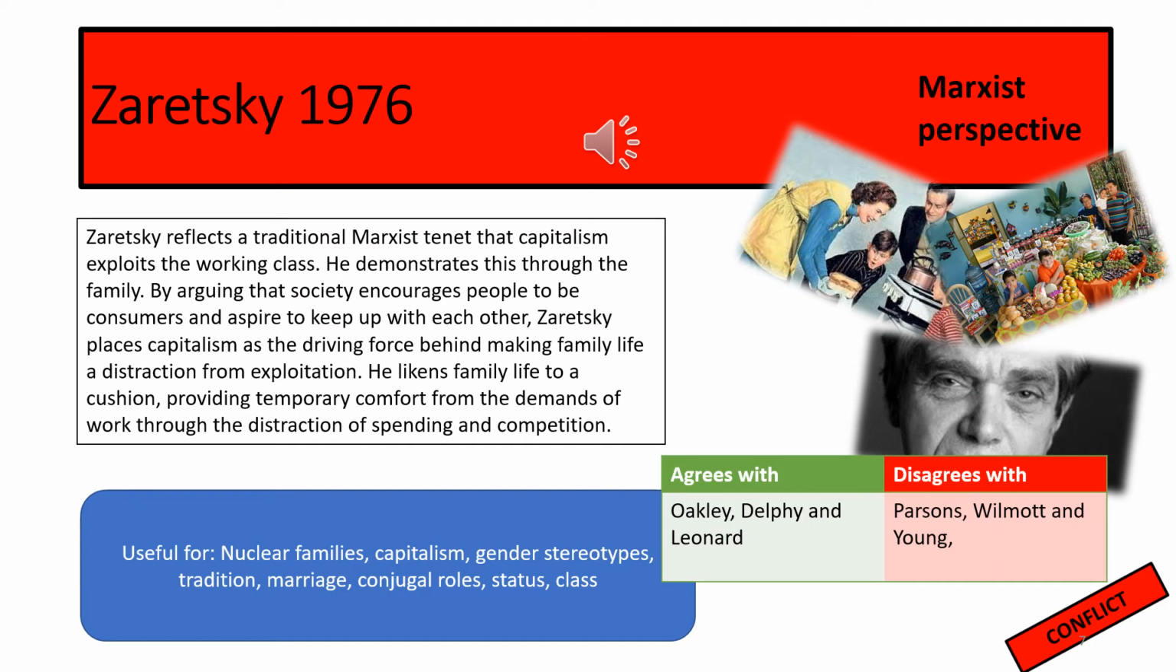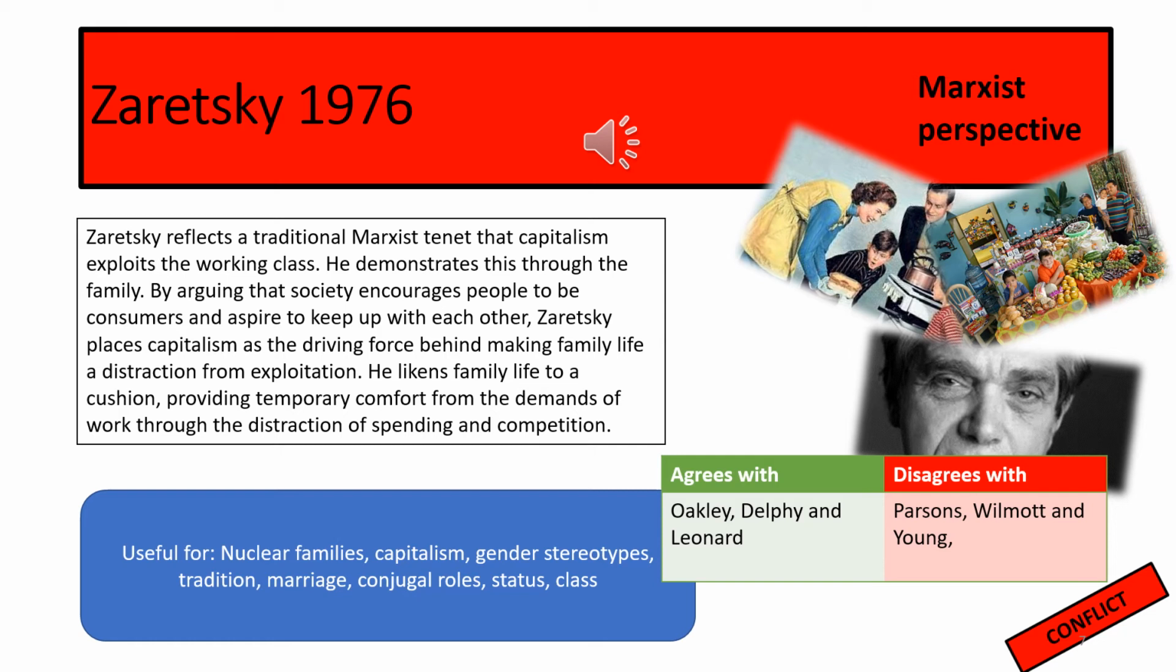Zaretsky is kind of the standalone Marxist, really. The model of the cushion is the thing most people associate with Zaretsky. Writing at a similar time to Young and Willmott, 1976, he looks at the family totally through the lens of Marxism and how it's built to benefit capitalism. The nuclear family stresses out the male breadwinner, and the family provides a haven from that. So it's kind of similar in some respects to the warm bath theory from functionalism, but it has negative connotations rather than positive.